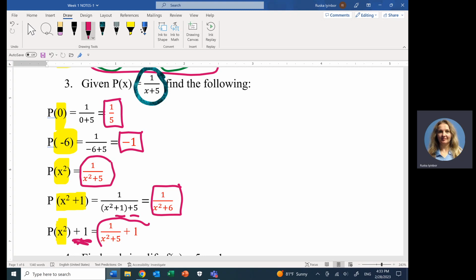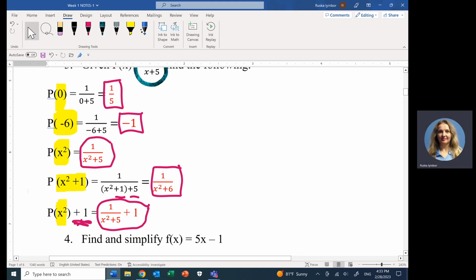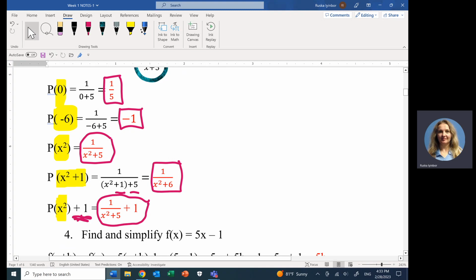You copy the original function. Whatever you see x, you put x squared, and then that becomes 1 over x squared plus 5, and then just put plus 1 in the end. So the difference between those two is the first, the one above here, you're replacing x with x squared plus 1. The second one, you're replacing x with x squared only, and then you're adding 1 in the end. So plus 1 is outside of the function. Okay, so that's how you do number 3.